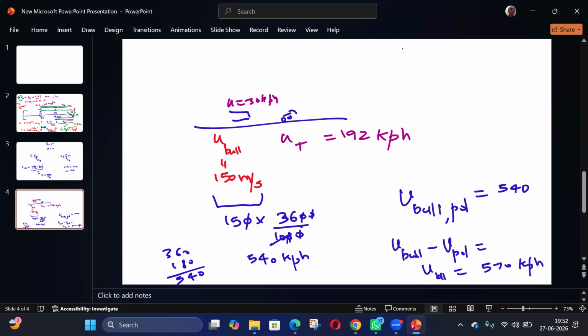So the thief is going at 192, right? So the velocity of the bullet with respect to the thief when it hits will be 570 minus 192, which is 378. But that is not the answer.